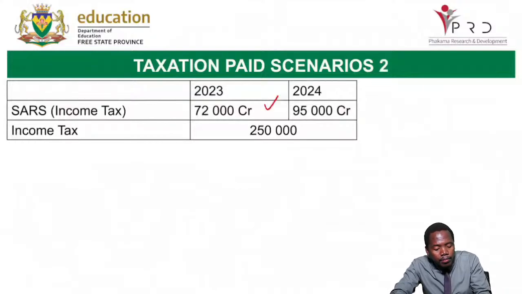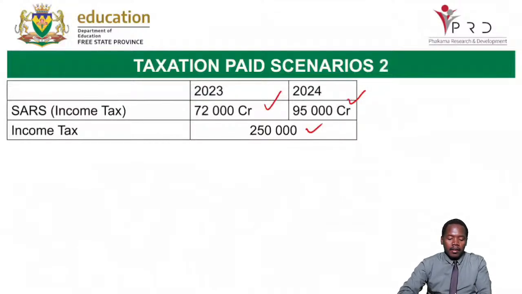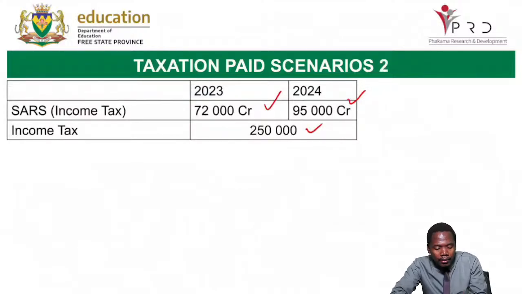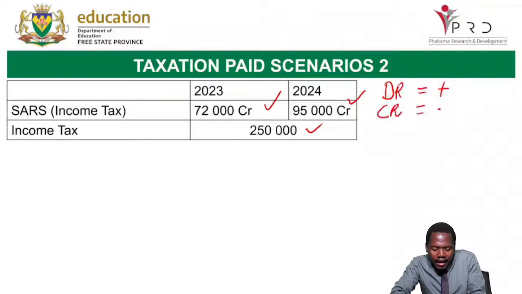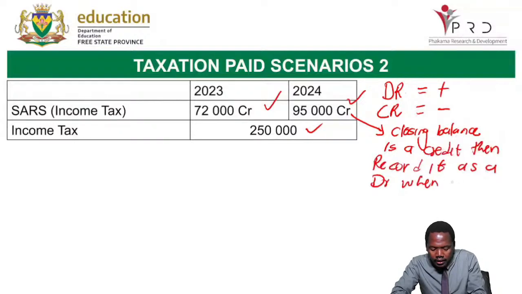Remember, what do we need? We need 2 balances of SARS. We do have the 2 balances of SARS. We also need income tax. Now, remember our rule? We said that a debit is a plus, a credit is a minus. And then we also said that if a closing balance is a credit, then record it as a debit when you are calculating.